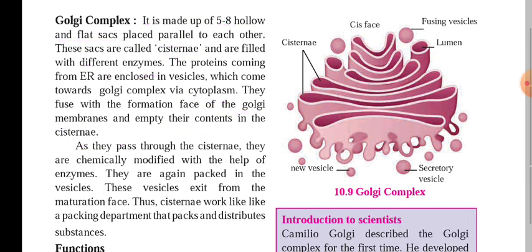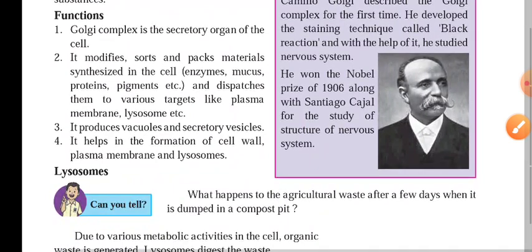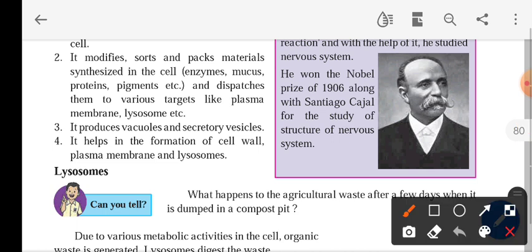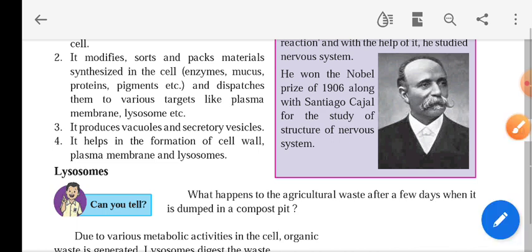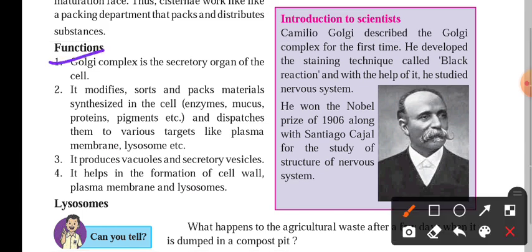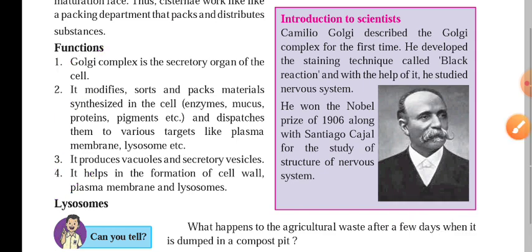Further, when we talk about the functions of the Golgi complex, what exactly are the functions we have? The Golgi complex is the secretory organ of the cell. It modifies, sorts and packs material synthesized in the cell and dispatches it to various targets like the plasma membrane and the lysosome. It produces vacuoles and secretory vesicles. It helps in the formation of the cell wall, plasma membrane and lysosomes.